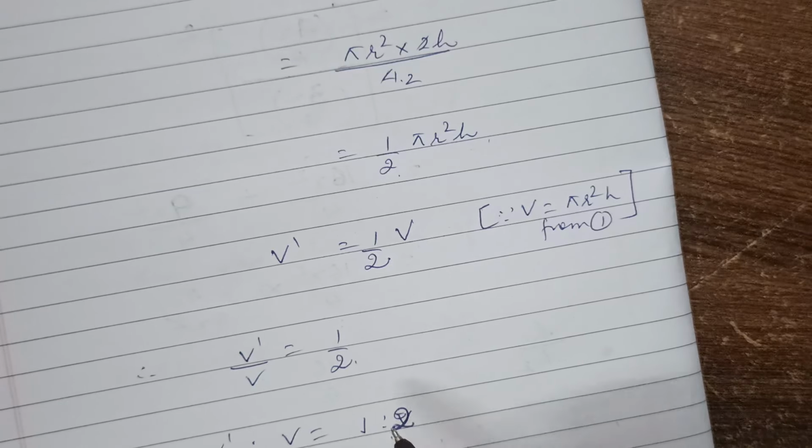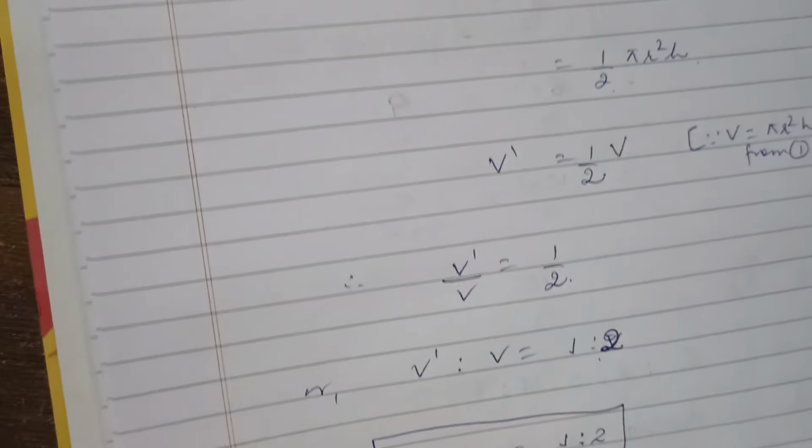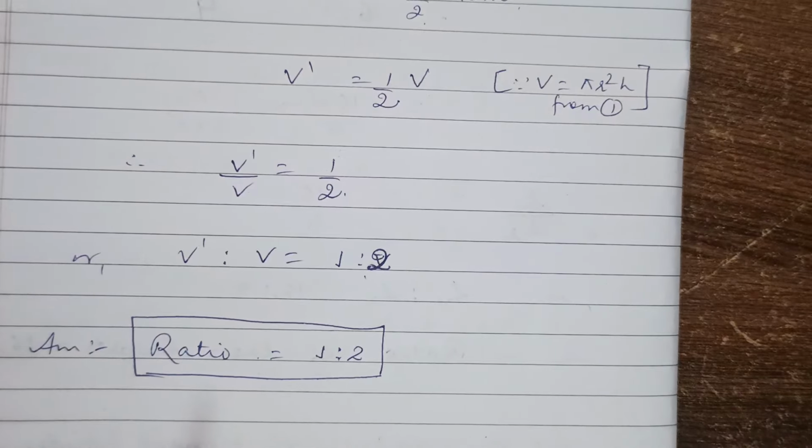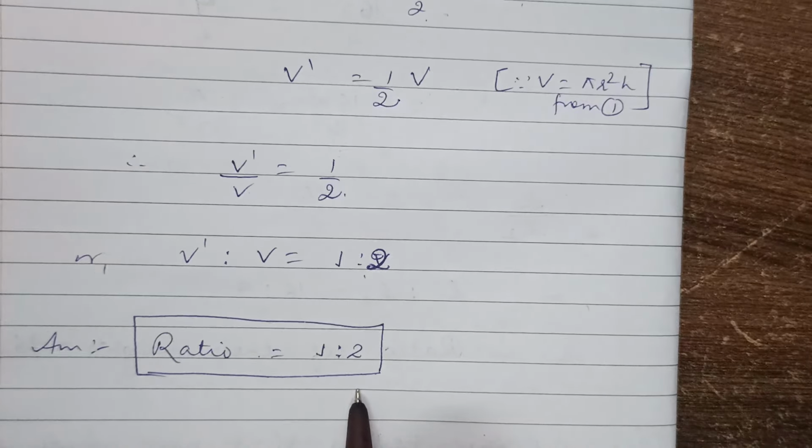So what do we have to find out? We have to find out the ratio of their volumes. So the required ratio is 1 is to 2. Okay. So this is the answer. Now let us do question number 10.